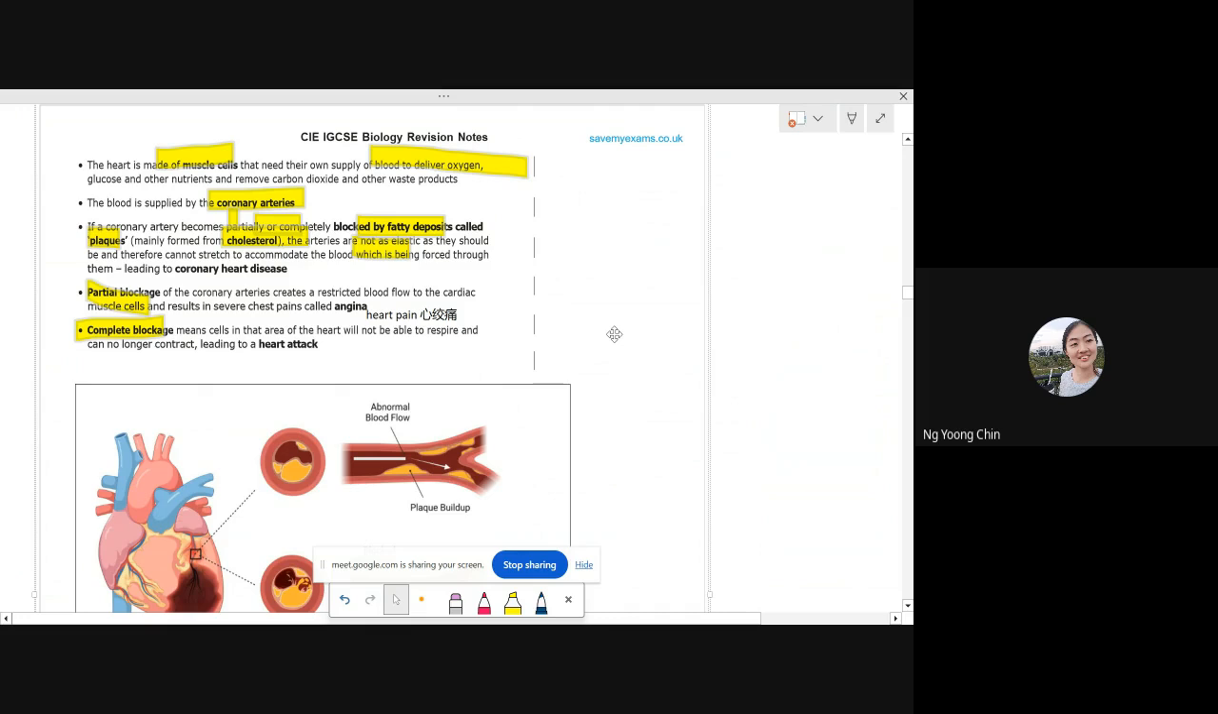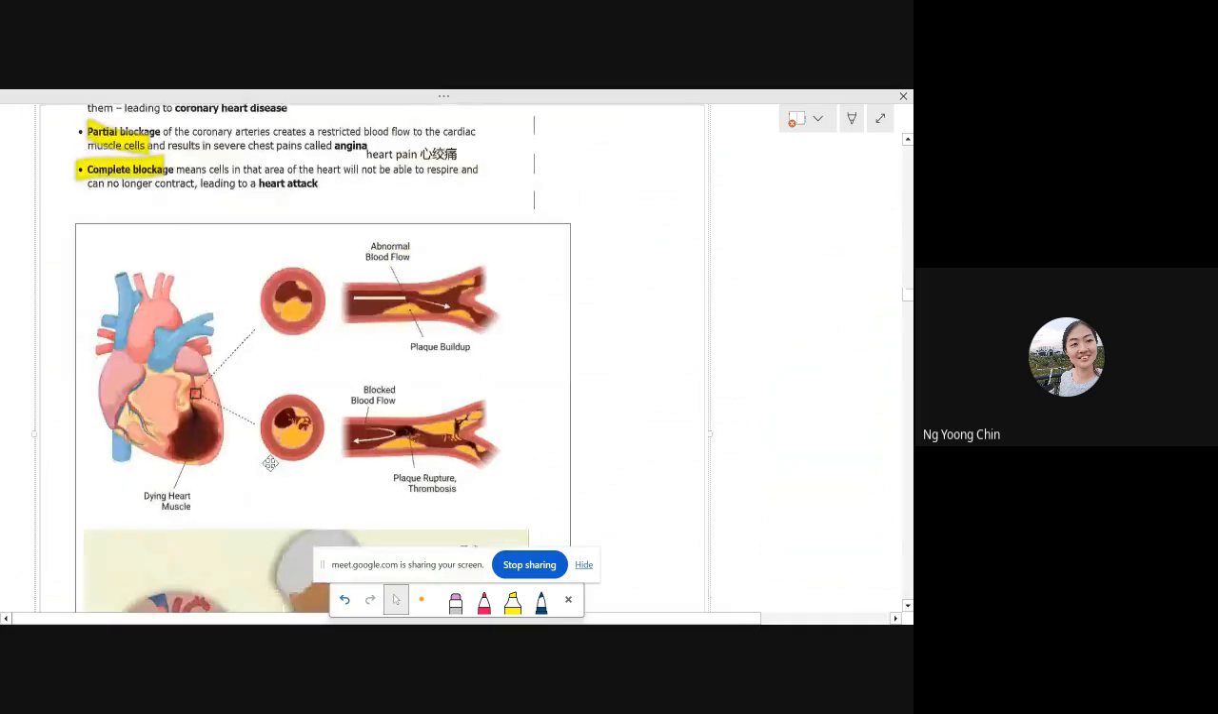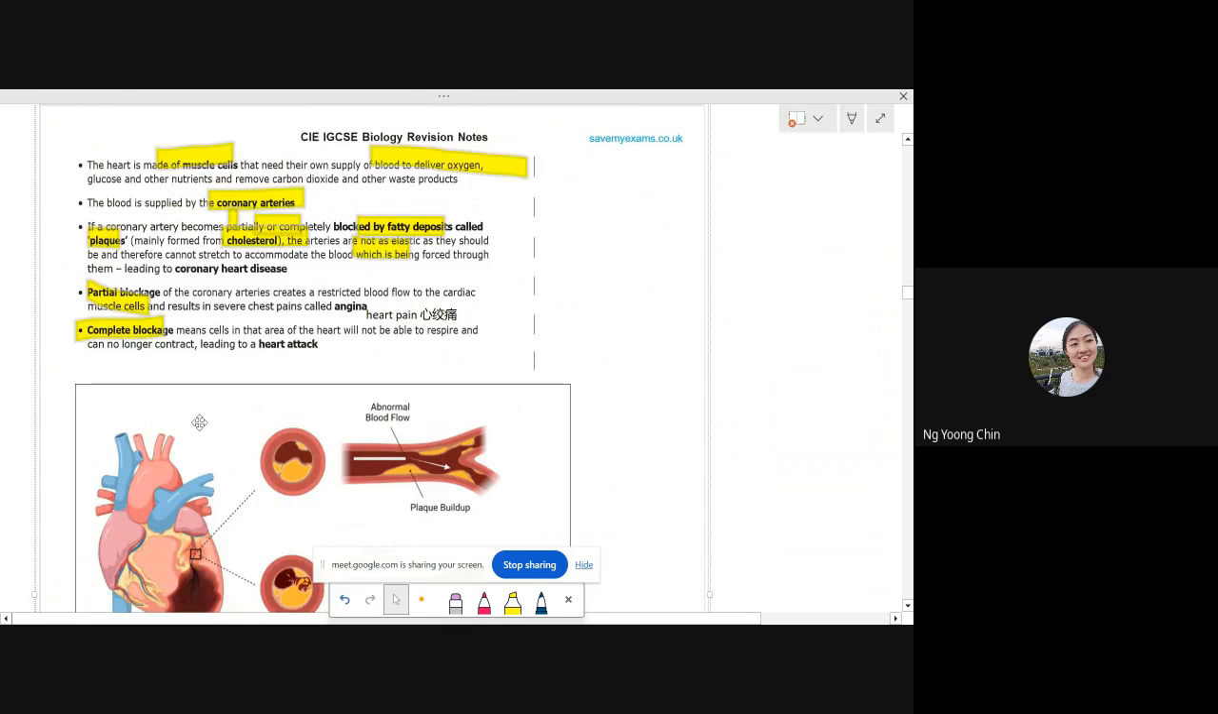Okay, so it means that if suddenly a blood clot happens and they block the blood flow to the heart muscle, so they will cause this. The heart muscle will be dying. Okay, in just a few hours they'll be dying because they did not get the oxygen. So it means that when your heart does not get enough blood, you will feel pain. Okay, so if you have complete blockage, it means that the cells in that area of the heart will not be able to respire and can no longer contract. So this is called a heart attack.